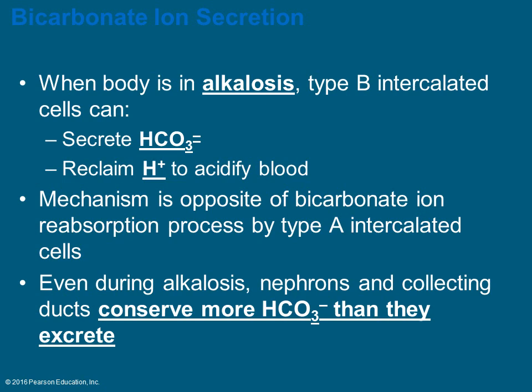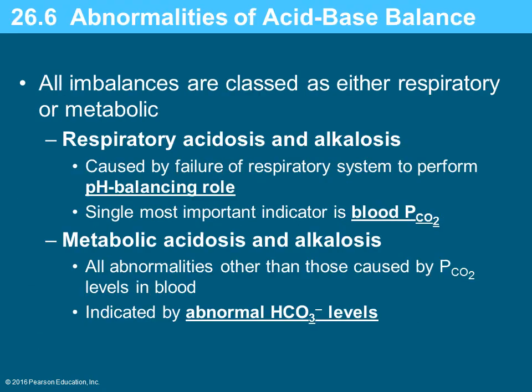So when the body's in alkalosis, you need to try to, once again, add more hydrogen ions to the blood to acidify it, bring that pH down, get it back within the proper pH range before you end up in trouble. Now, any imbalance of the acid-base balance is going to be classified as either respiratory or metabolic. So it's basically going to involve either the lungs or the kidneys.